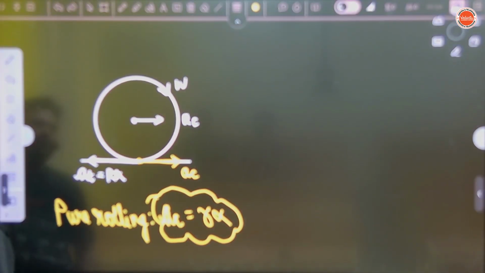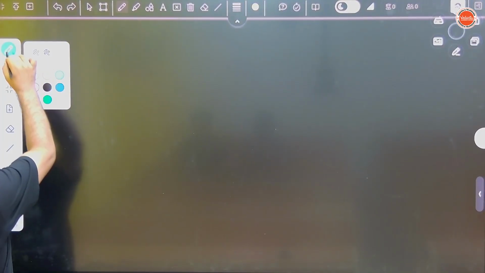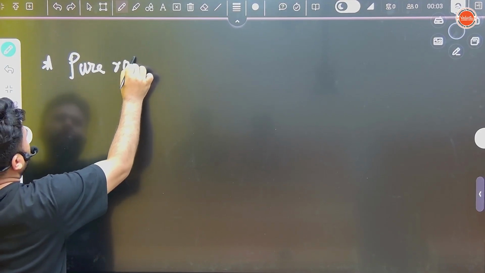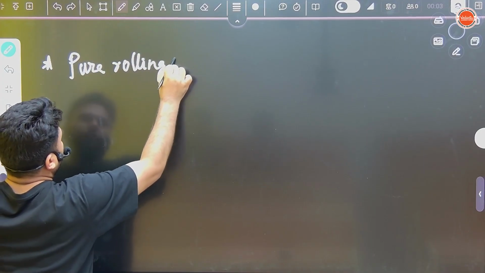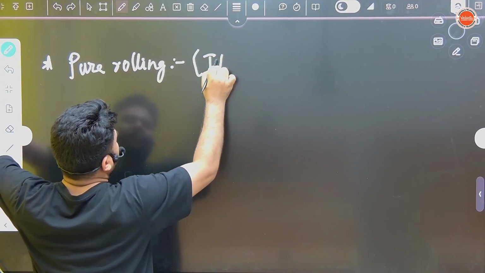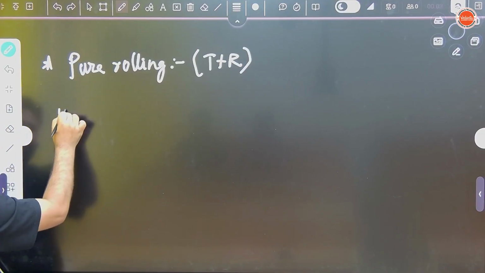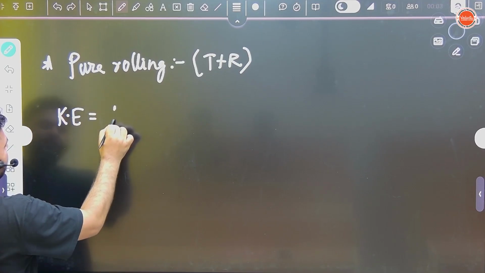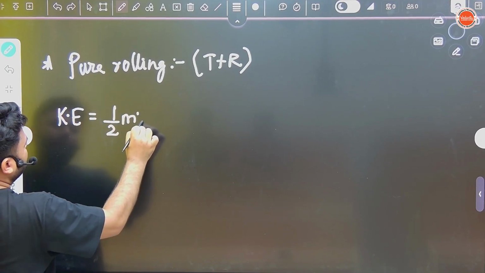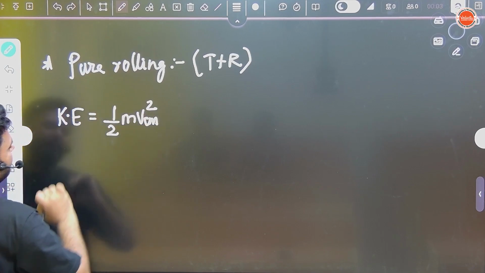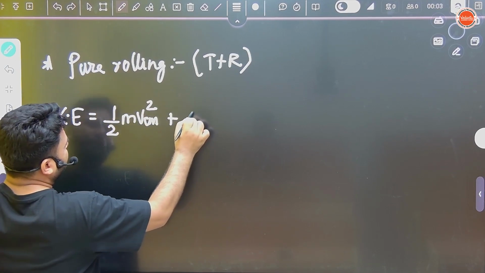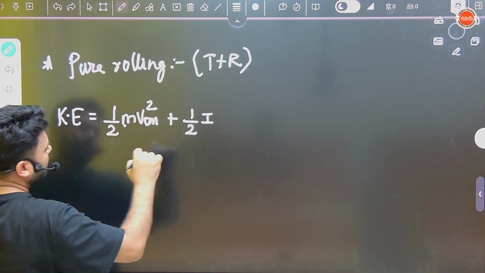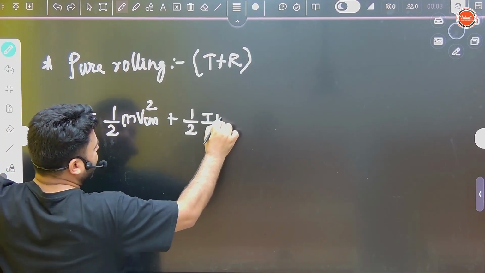Now pure rolling, what they ask, some important things you write down. If the object is doing pure rolling, pure rolling means translation as well as rotation. So if they ask what is the kinetic energy in pure rolling, first translation, what can we write? Half m V center of mass square, plus kinetic energy of rotation, half. In place of mass in rotation, we replace by moment of inertia. In place of velocity, we replace by angular velocity square.